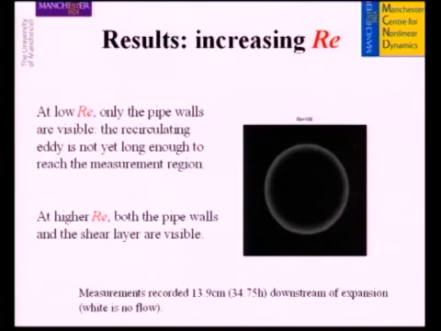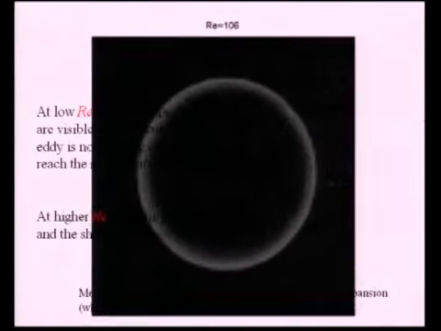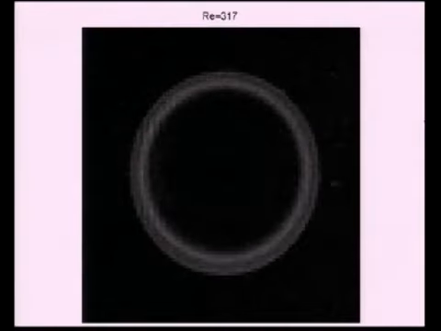Here's our first image, Reynolds number of 406. Well, there's only one bright ring here. I said previously we would expect two. And the reason is we are 34.75 expansion step sizes downstream, so our recirculating eddy has not yet impinged into our field of view. And we'll see in the first few slides of this movie, as I increase the Reynolds number, we'll see the shear layer first of all impinge into the field of view. Okay.